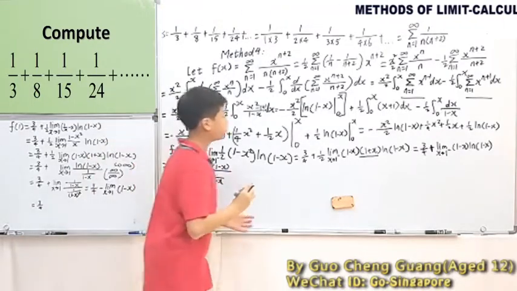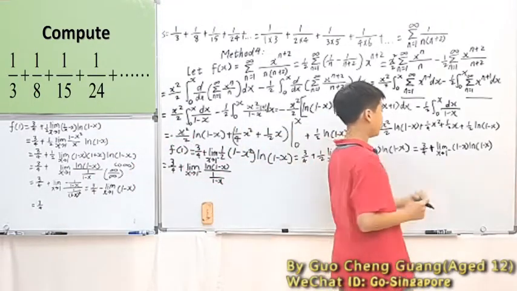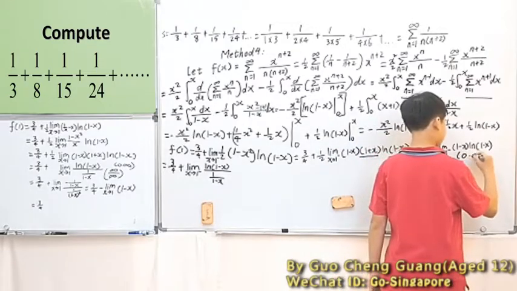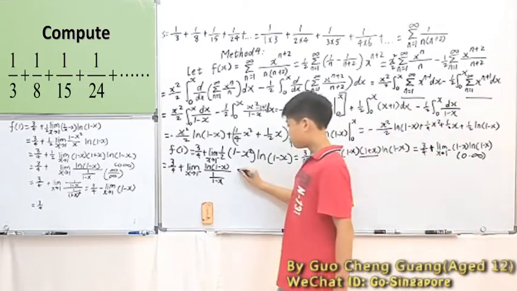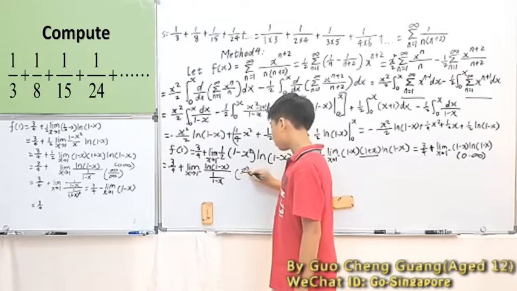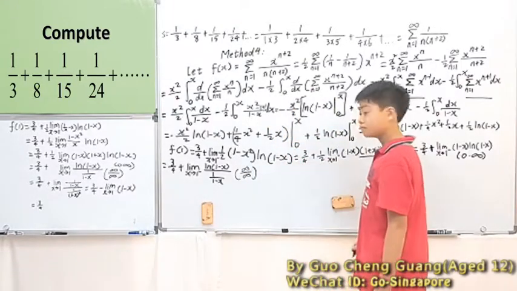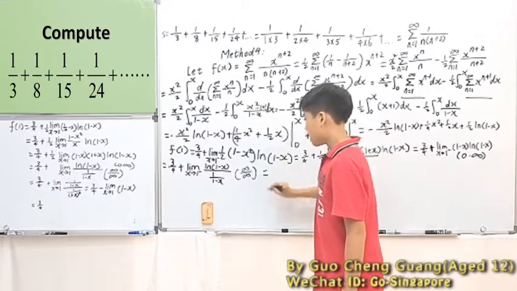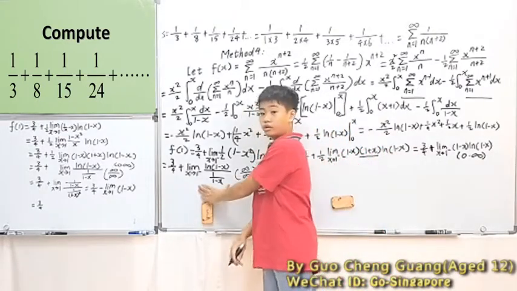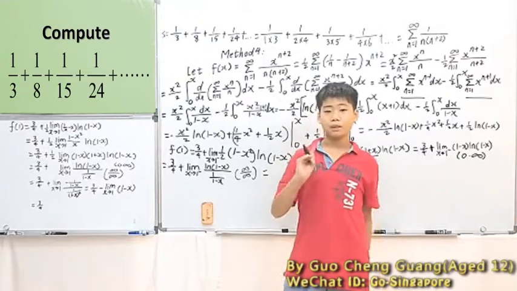What kind of form are these? This form is 0 times infinity. And this form is infinity over infinity. Okay? So then, to this part, no choice left. Use L'Hopital's rule.